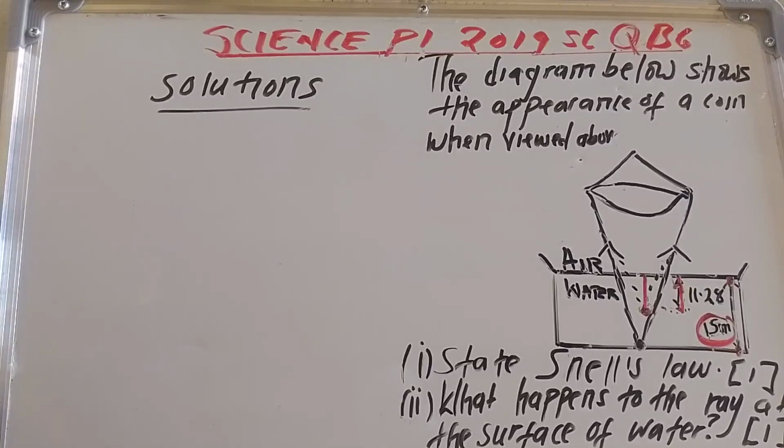Right, so what we have in here is question B6 of Science Paper 1, and this question came in the 2019 school certificate.